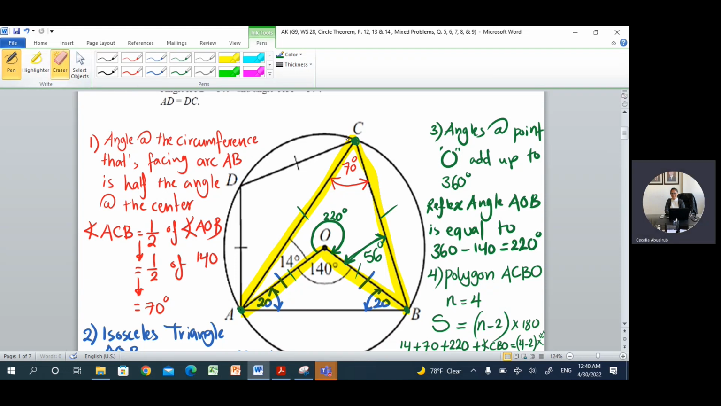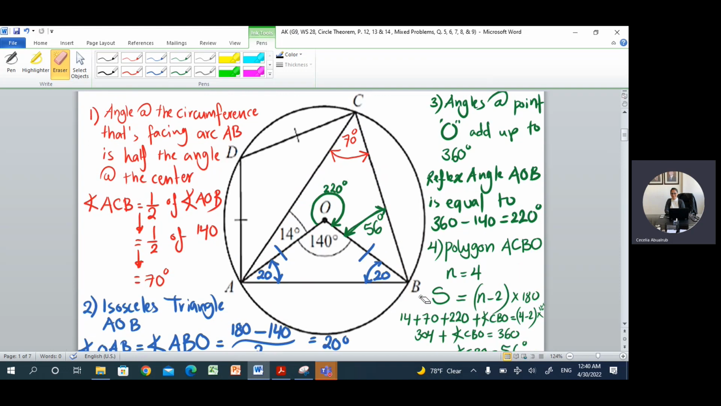Great. So let's erase here. Let's erase here. And let's erase these small signs, which we use to only count the sides in this polygon. Okay, so we found this. Okay.